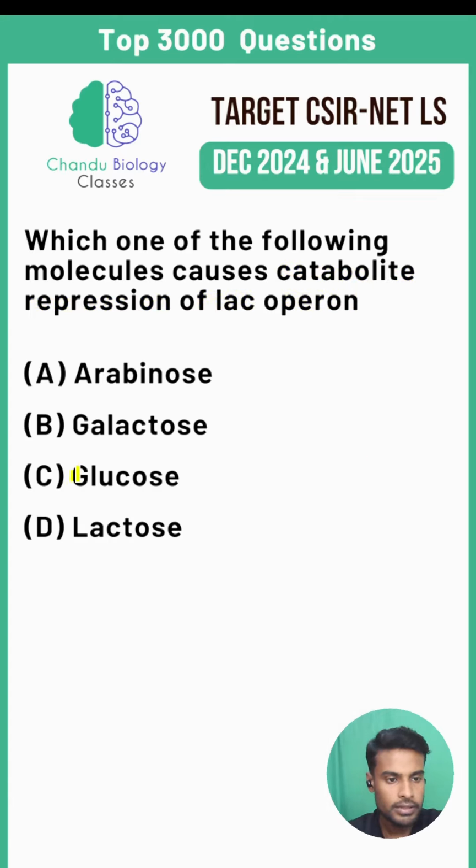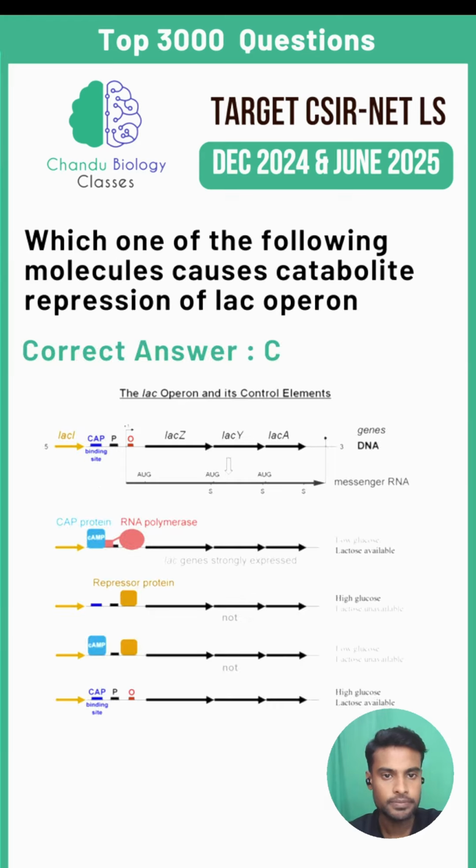So, the correct answer would be option C. In the case of the lac operon, when glucose is present, it leads to a low level of cyclic AMP in the cell. cAMP is required for the activation of the lac operon because it binds to the cAMP receptor protein, or CRP, forming a complex that promotes the transcription of the lac operon.